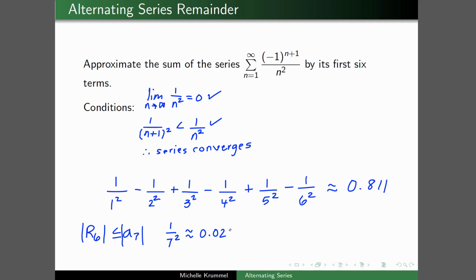So our sum falls within the range of 0.811 plus or minus 0.020, which means our actual sum falls within the interval 0.791 to 0.831.